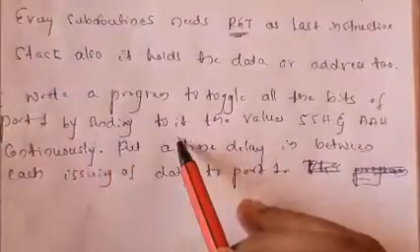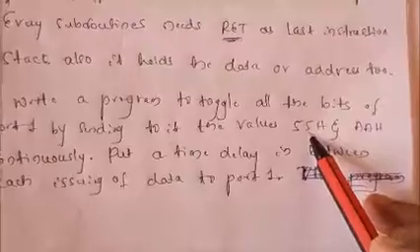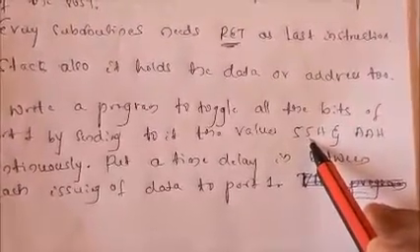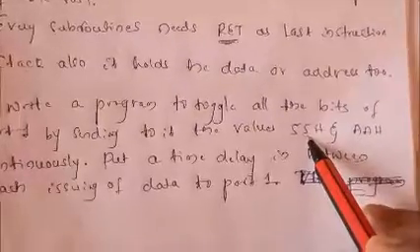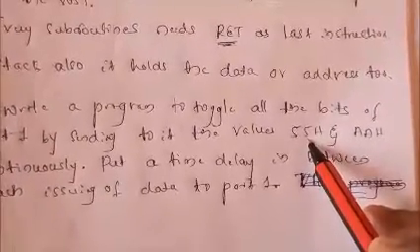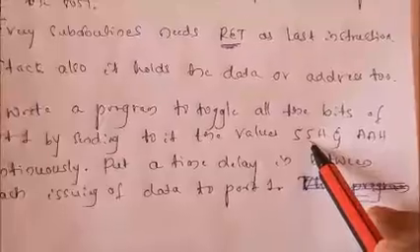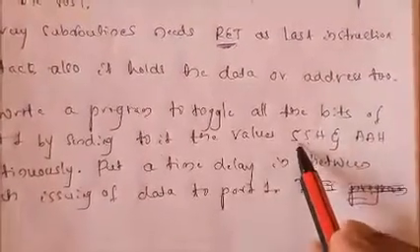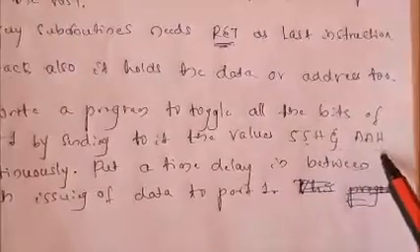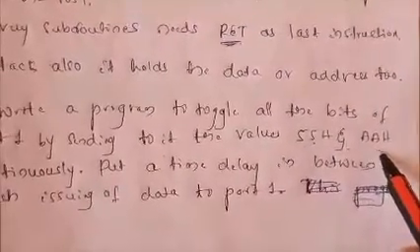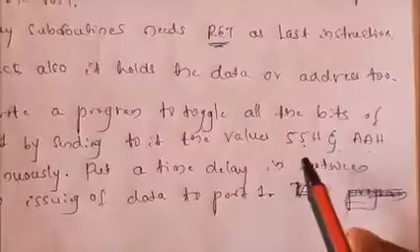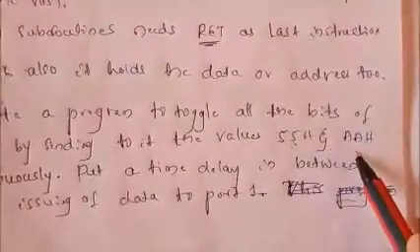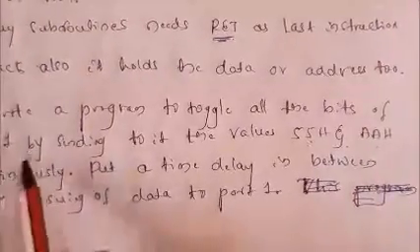First you need to send the value 55H. 55 is nothing but 0101 0101, 4 digits each, corresponding to the 8 pins. First I need to send 55, then later I need to send AAH. So first 55 has to glow, then AA has to glow on port 1 continuously.